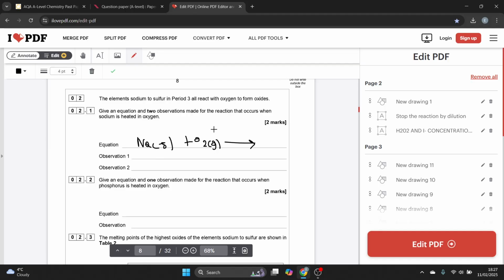Let's look back at the period 3 elements and oxides. Sodium and oxygen: 2 sodium plus a half oxygen to form Na2O solid. Then the observations.